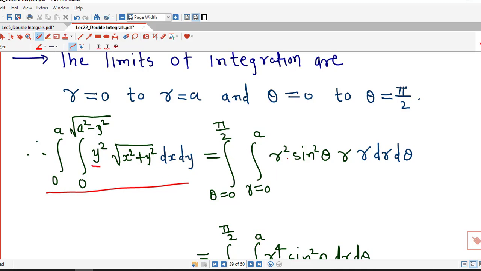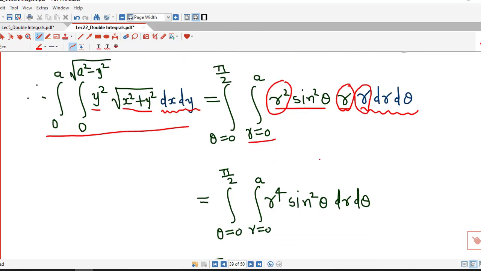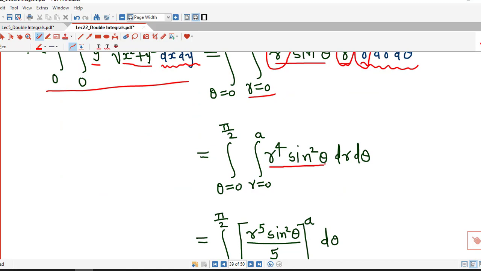Y is replaced by r sin theta. We will put x equal to r cos theta, y equal to r sin theta. So y is r sin theta and the square of y is r square sin square theta. X square plus y square is r square, and under root of r square is r, and this dx dy is replaced by r times dr d theta. Limits of r are from 0 to a and theta is from 0 to pi by 2. Now we can combine the powers of r. Here we have r square, this is also r into r square, so we have r raised to 4 sin square theta. So we rewrite it in this way.